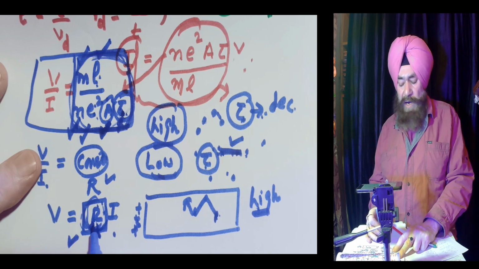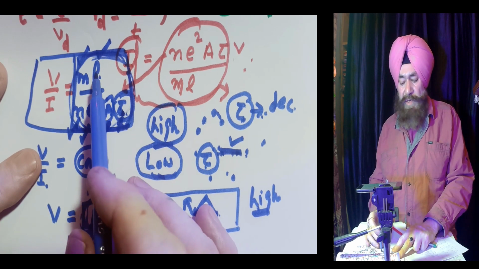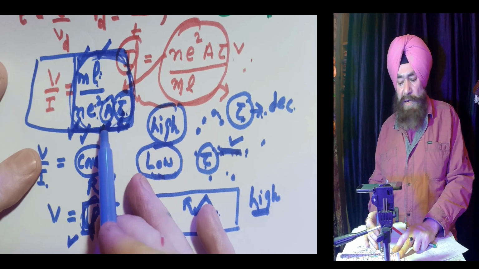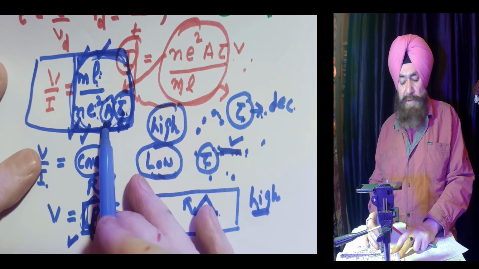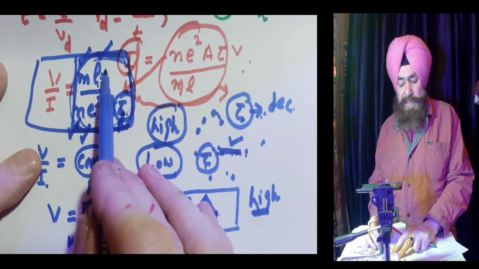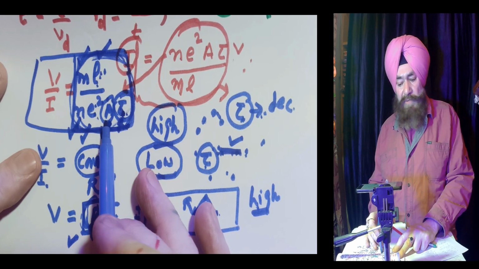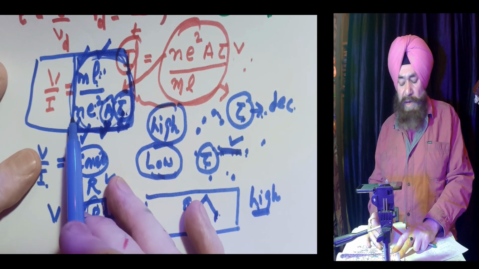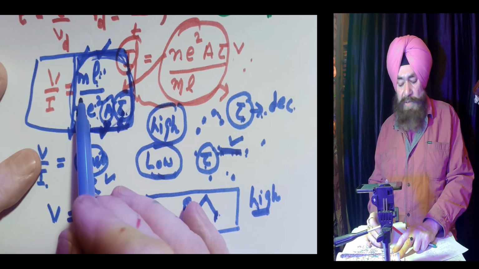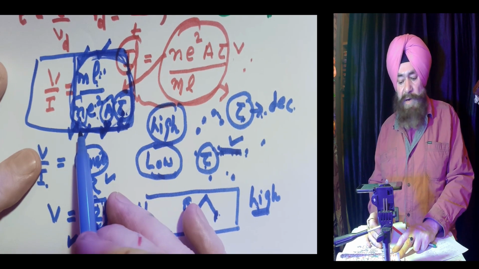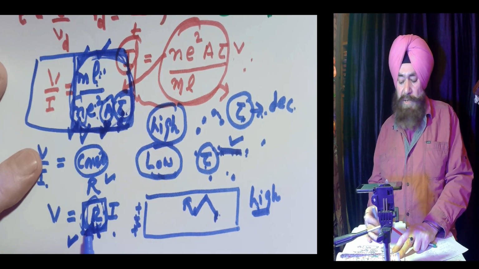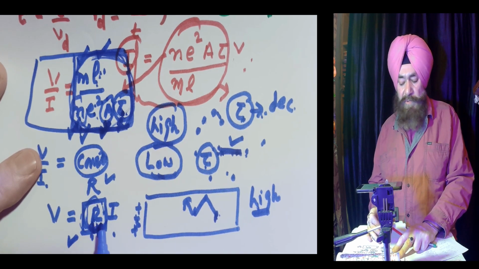Of course, R also depends upon the geometry, like length and area of cross section. And moreover, R also depends upon n, the number density, and number density depends upon the material. So this is all about what R is.